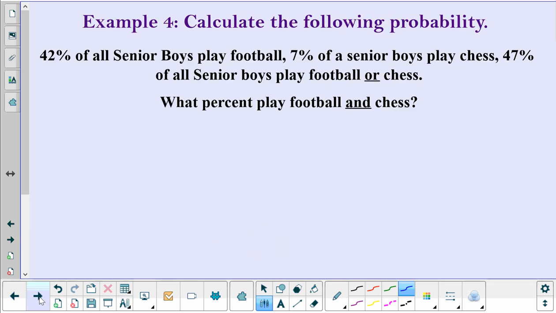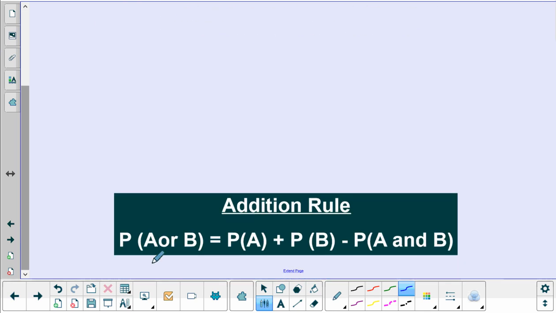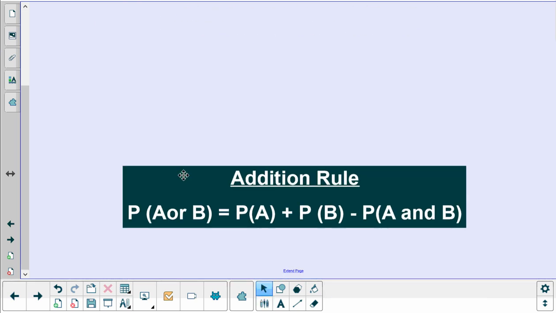Let's take a look at example 4. 42% of all senior boys play football, 7% of all senior boys play chess, 47% of all senior boys play football or chess. So again, I'm going to drag out my rule here.